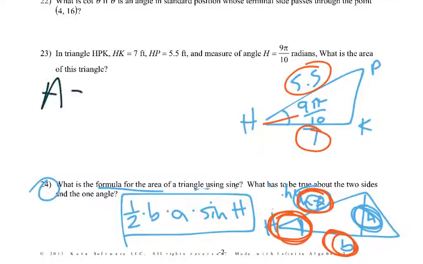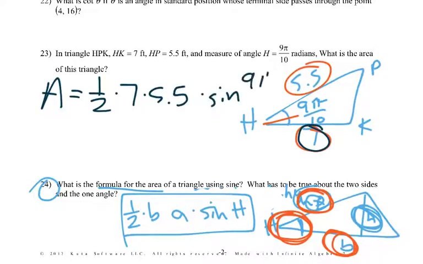So the area equals 1/2 times 7 times 5.5 times, that looks like 5 times 5, 0.5 times the sine of 9 pi tenths. Then I would put that into my calculator.